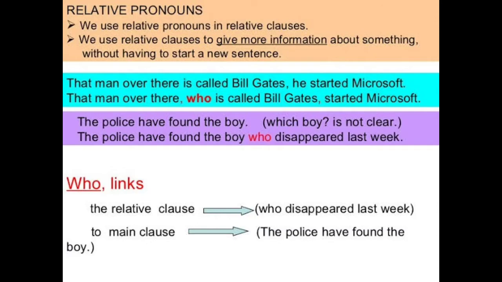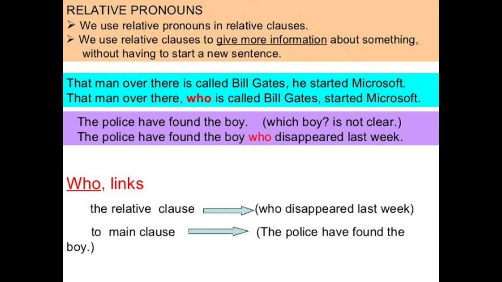A relative pronoun is a pronoun that links or connects the relative clause and main clause, children. That is, as I told you before, children, that is noun and phrase in a sentence. For example, look at the picture. Children, in this sentence, which one is the relative clause? Can you find out from this sentence, children? Yes. The part after the word who: who is called Bill Gates, started Microsoft. That is the relative clause.